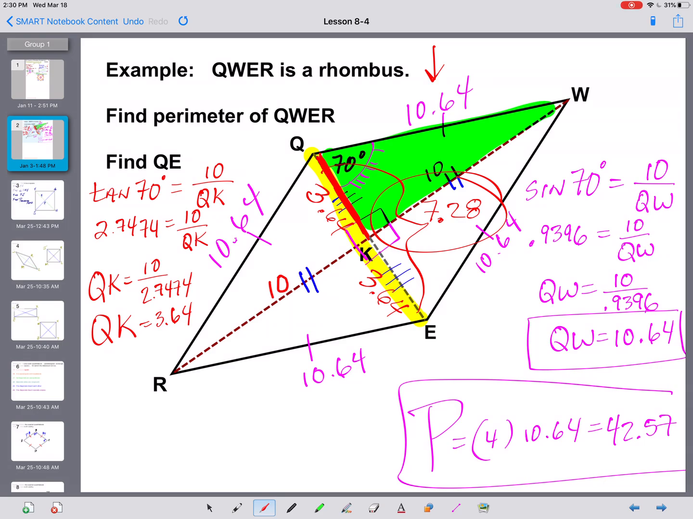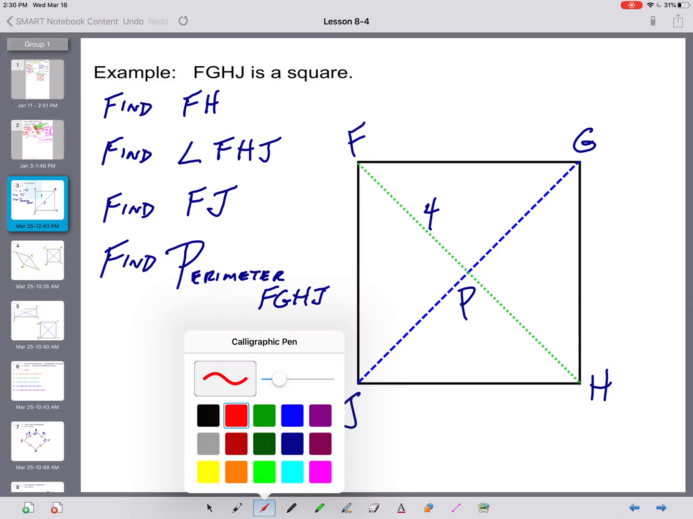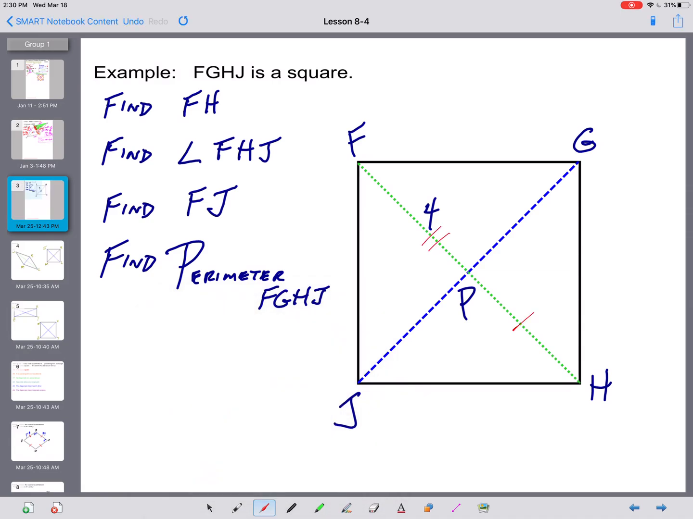Let's go to the last slide. It is a square, it's got a lot of properties. We want to find the diagonal FH, and let's do that first. What do we know about a diagonal in a square? First of all, is it a parallelogram? Yes, they bisect each other. Second of all, is it a rectangle? Yes, they're the same length. So on a square, your diagonals are all the same, 4, 4, 4. So FH is just 8.